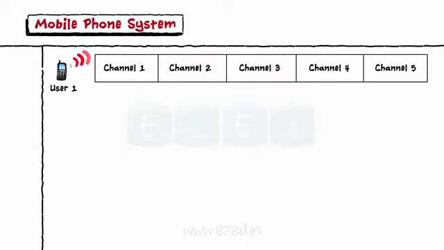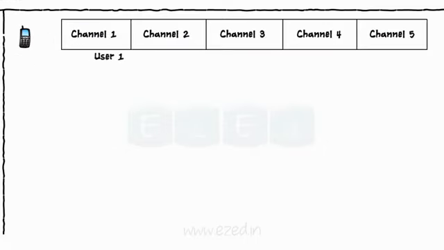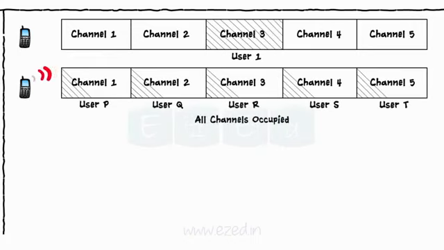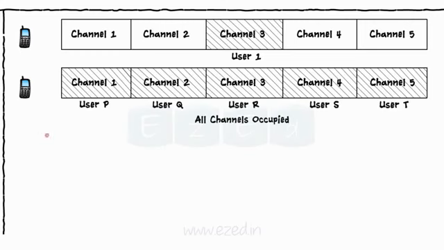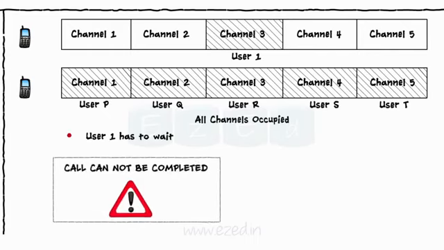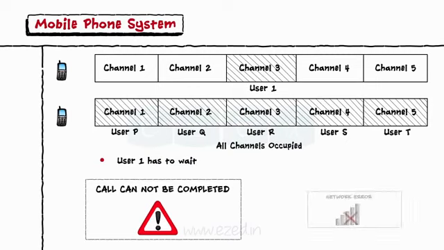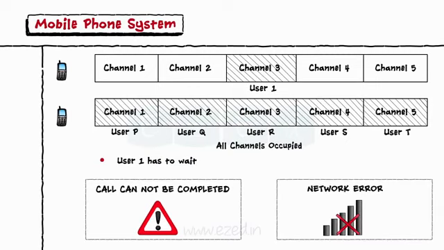Whenever a user makes an attempt to call someone, a separate channel is assigned to the user by the MSC. If all the channels are already occupied by other users, then this user has to wait for a channel to become free. In such a case, the user gets a notification such as "call cannot be completed" or "network error", etc.